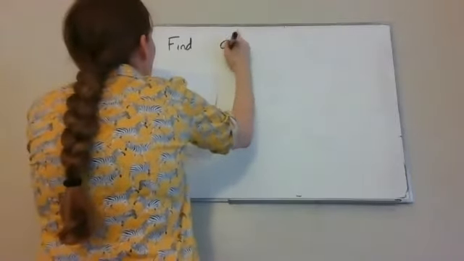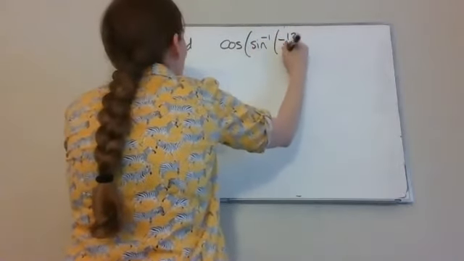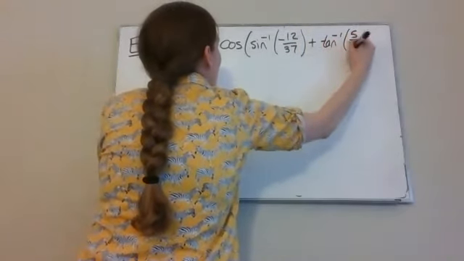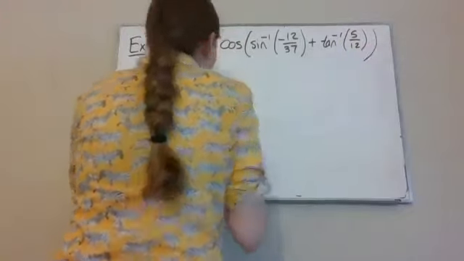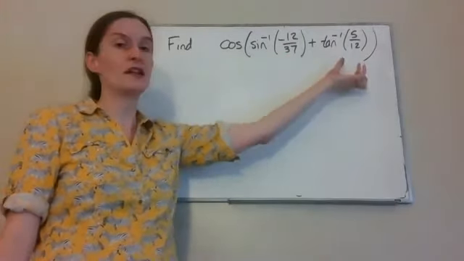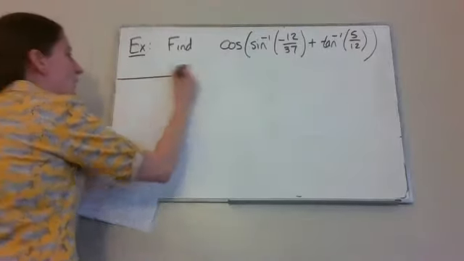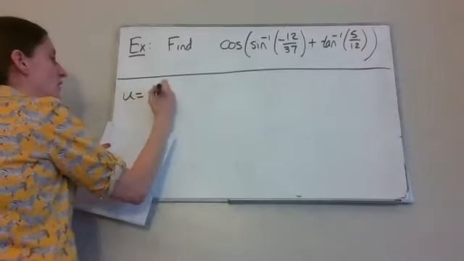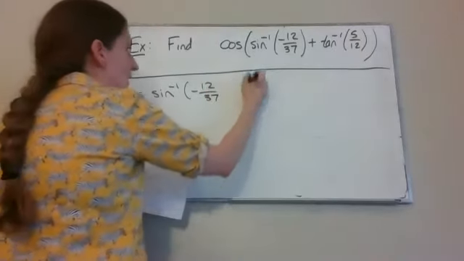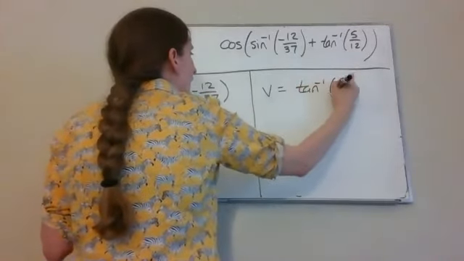Let's find cosine of sine inverse of negative 12 over 37 plus tangent inverse of 5 over 12. So that looks pretty terrifying right now, but it really is just the cosine of a u plus a v. We just have to figure out more information on what u and v are. So I'm going to say, let's have u represent the sine inverse of negative 12 over 37. And we're going to have v represent tangent inverse of 5 over 12.